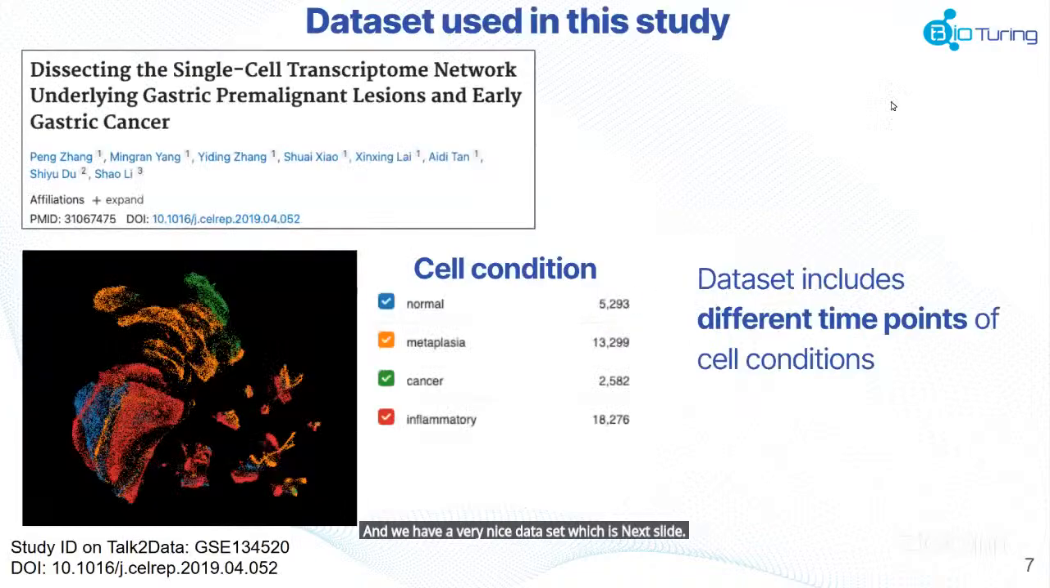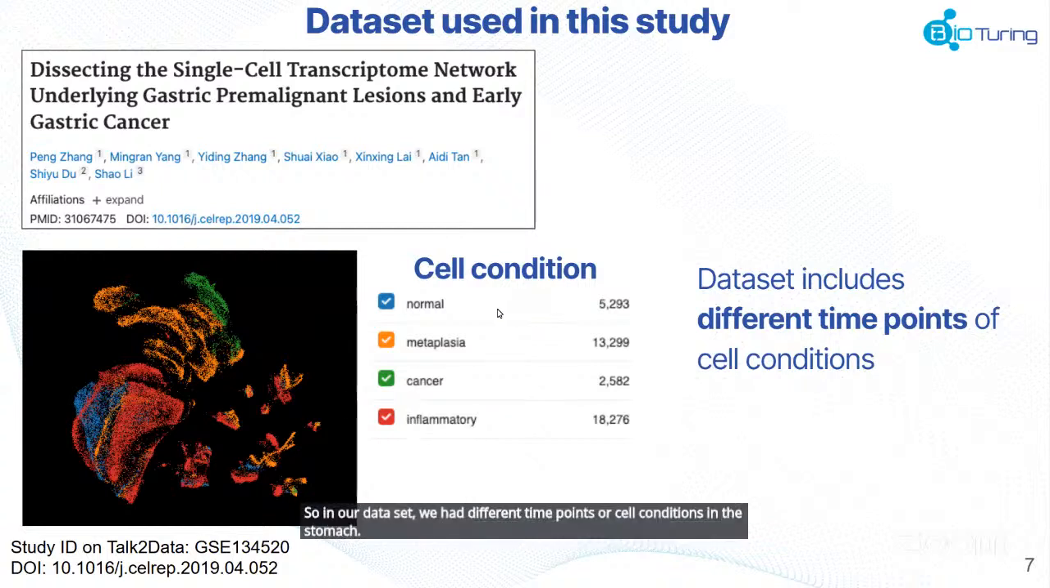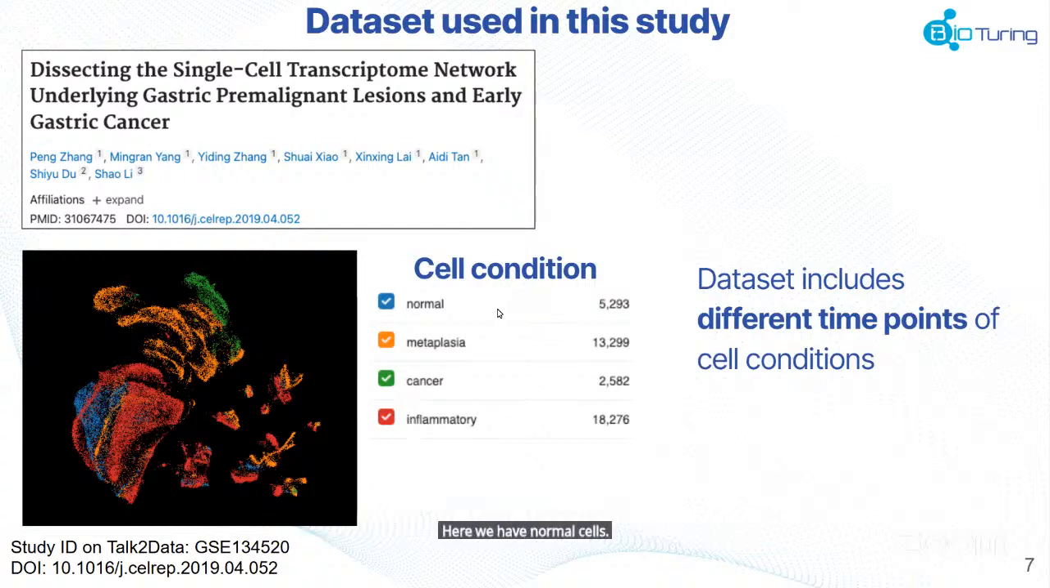So in our data set, we have different time points or cell conditions in the stomach. Here we have normal cells. We have the intermediate inflammatory cells. Then we have the metaplasia state where the cells are losing their functions, and eventually the cancer cells.